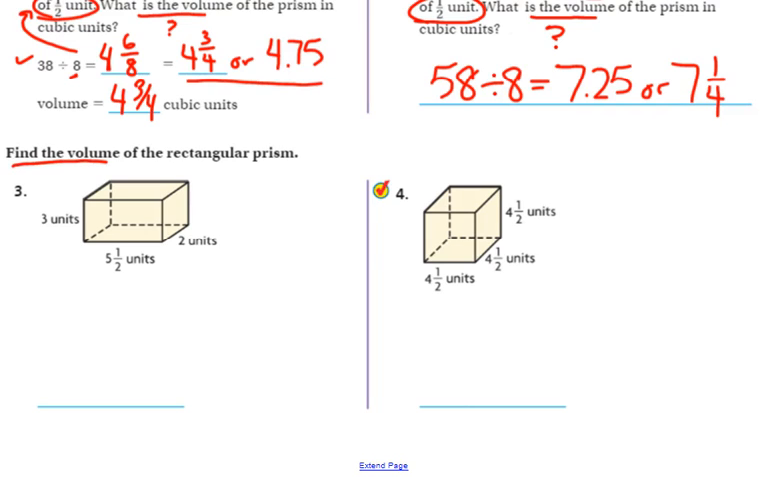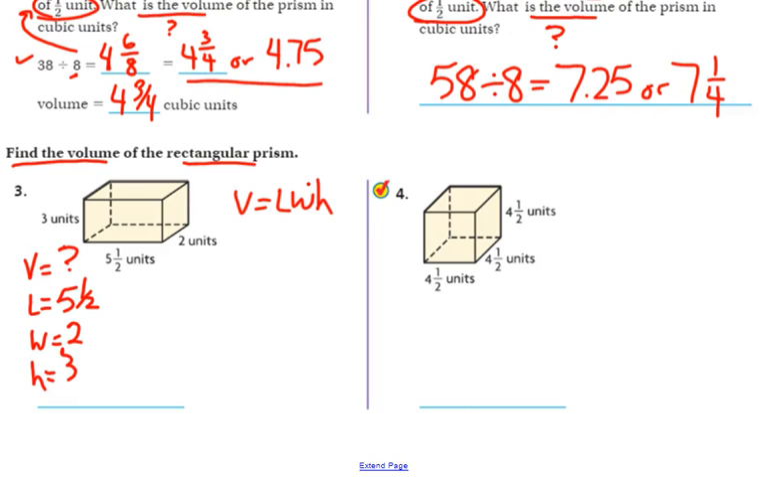Find the volume of the rectangular prism. So we're going to use our volume formula here. Write your formula, V equals LWH, and make your list. V equals, L equals, W equals, and H equals. Volume is what we are looking for. The length is 5.5. The width was 2, and the height is 3.